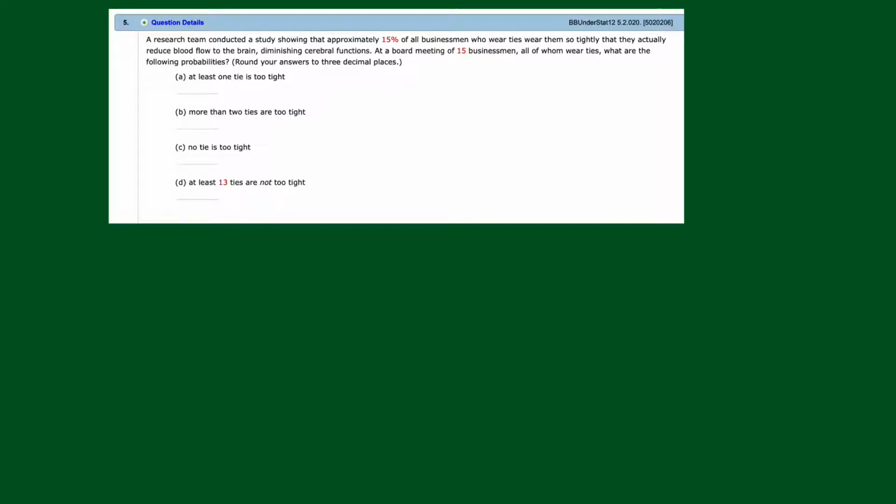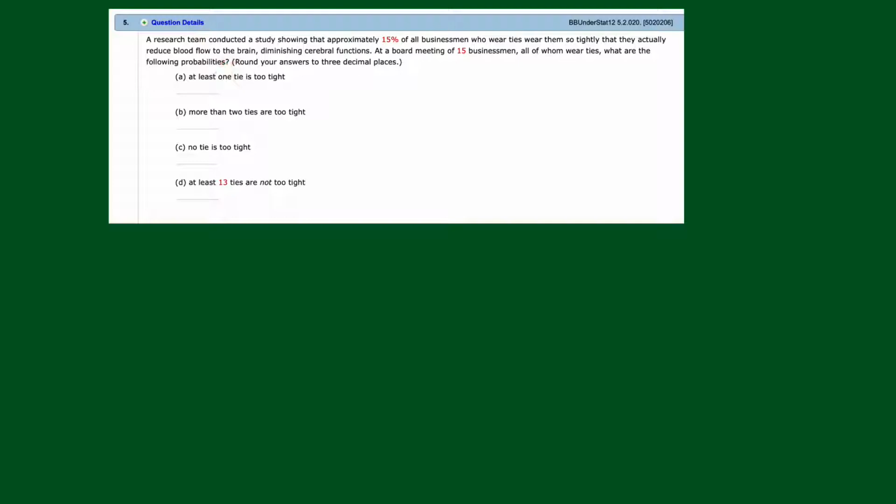Section 5.2, number 5. A research team conducted a study showing that approximately 15% of all businessmen who wear ties wear them so tightly that they actually reduce blood flow to the brain, diminishing cerebral functions. At a board meeting of 15 businessmen, all of whom wear ties, what are the following probabilities?